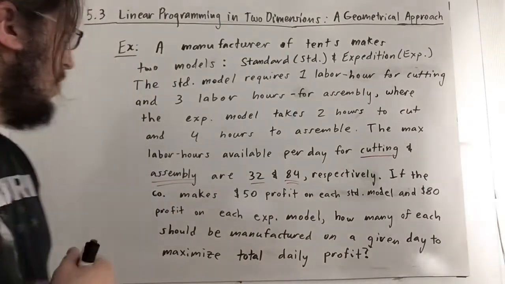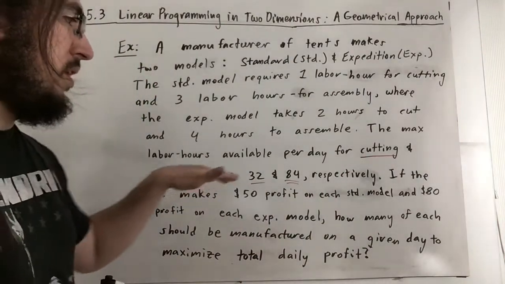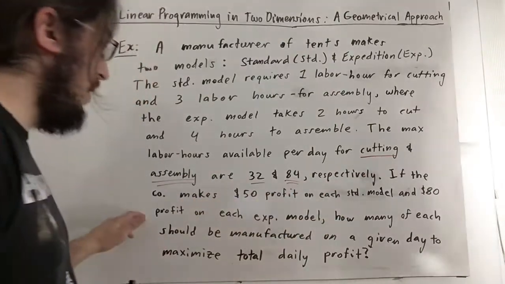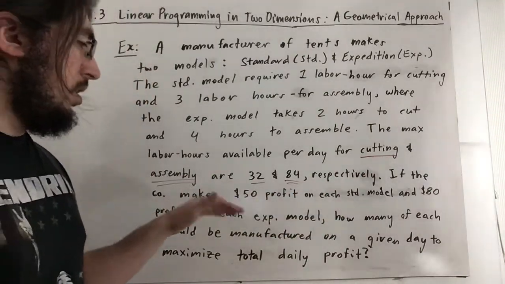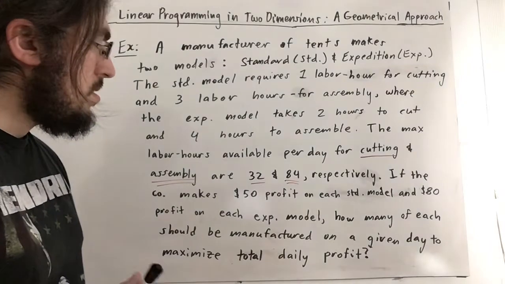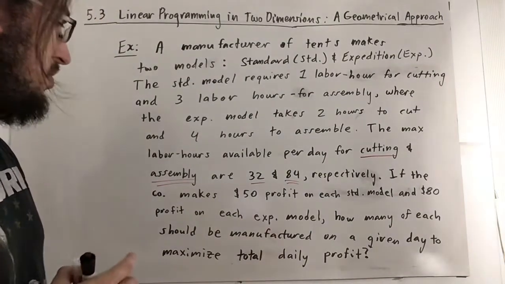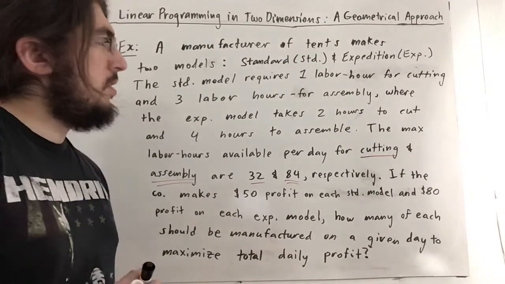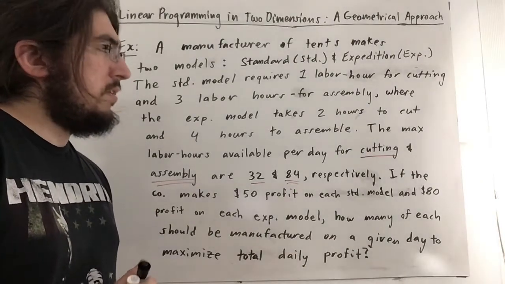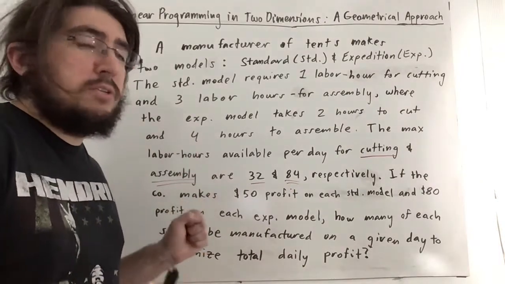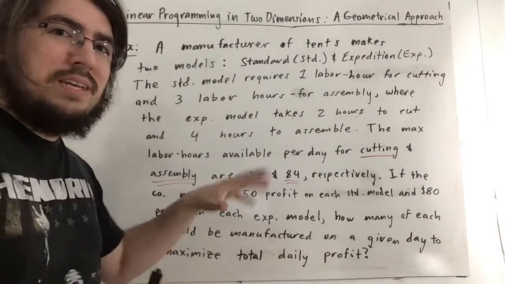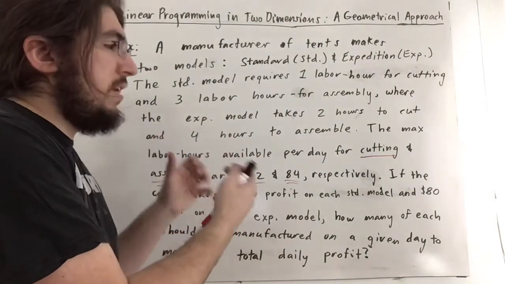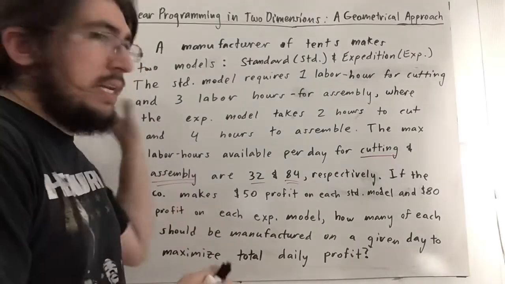If the company makes $50 of profit on each standard model and $80 in profit on each expedition model, how many of each should be manufactured on a given day to maximize daily profit? So it's going to be a little difficult to label these things. So here's what I'm going to do. I'm going to erase this and I'm going to reorganize all of the given information in a table.